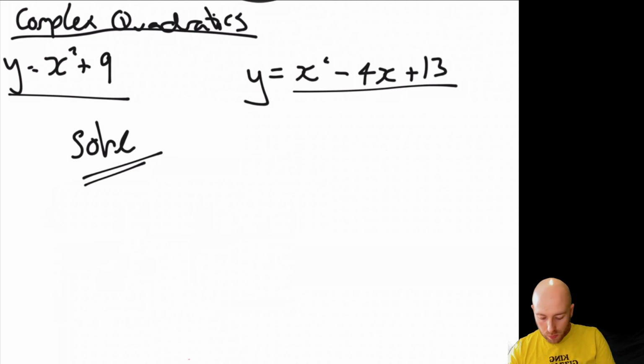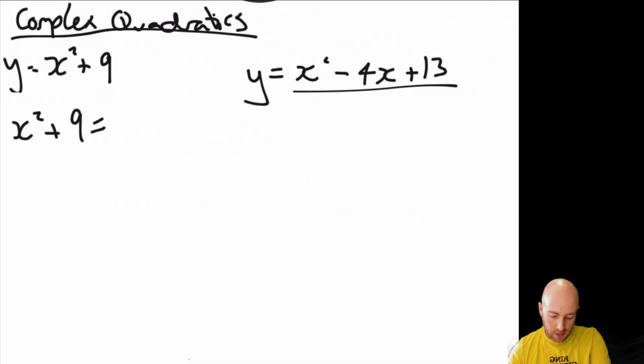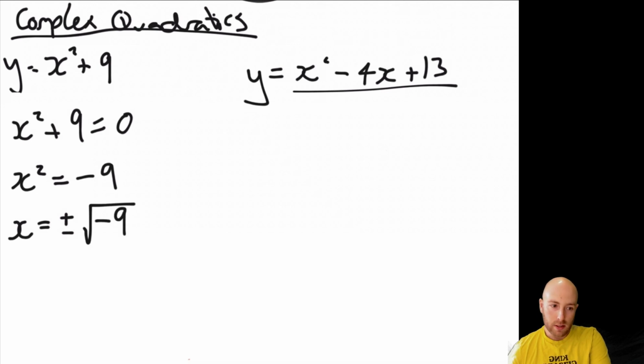Right, so the first one, seeing as nobody's put any comments yet, I'll solve this one for you, and then hopefully you guys will have answered the second one by then. So I'm going to set this equal to 0. So x squared plus 9 is 0. So x squared is minus 9. So x is plus or minus the square root of minus 9, which we can write as x is plus or minus 3i.